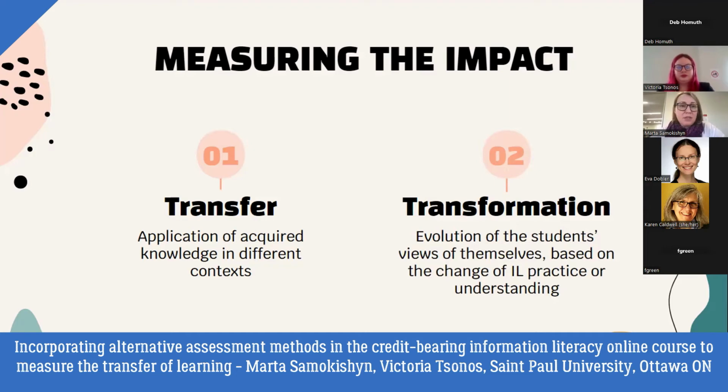And so we know that information literacy skills are transferable skills. So we really wanted to make sure that students will be able to apply the skills in different contexts, for example, other courses that they're taking, or outside of their coursework, either in their professional life or even in their personal context. And then transformation refers to evolution of students' views of themselves based on the change of information literacy practice or understanding. So here are some stories that we were able to get from students about transfer and transformation.